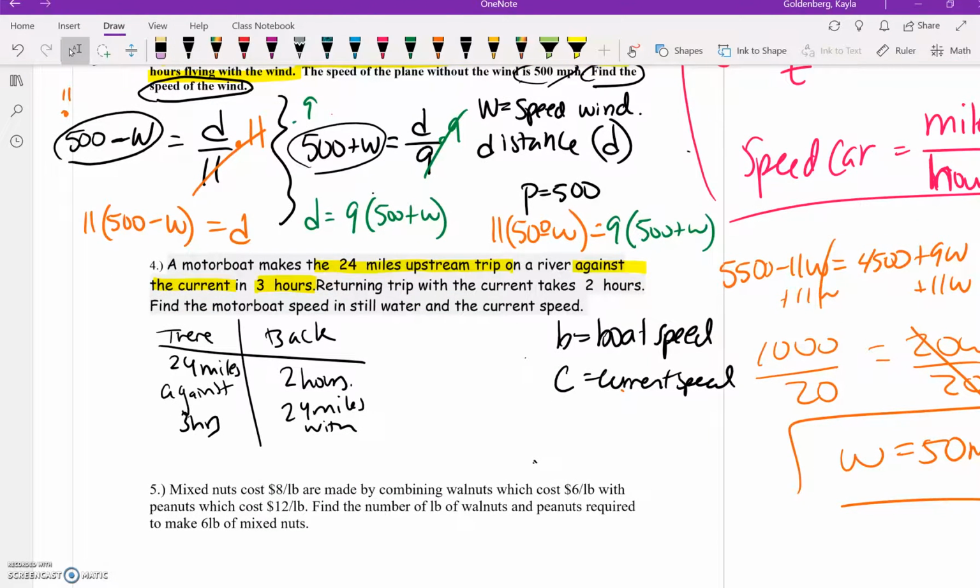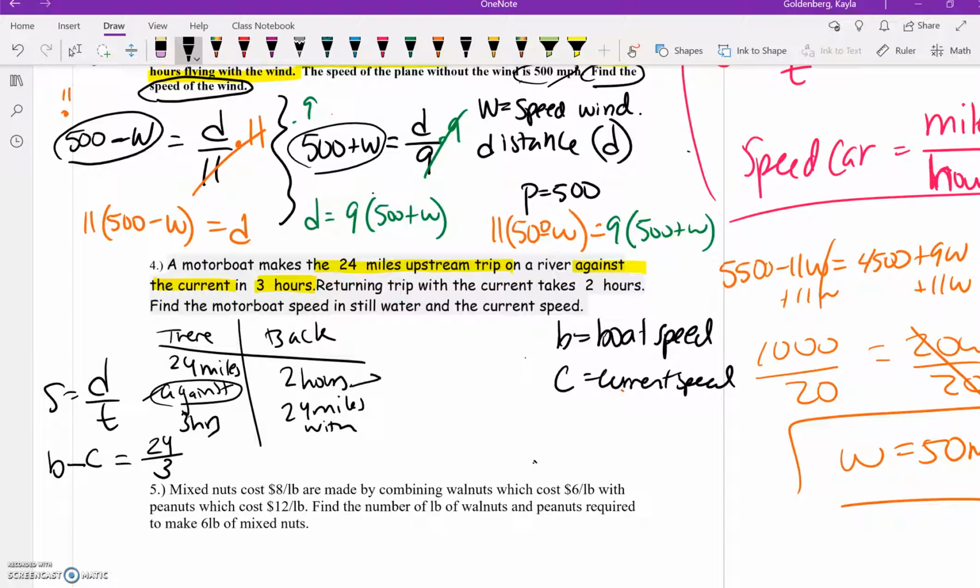So if I think about my speed equals distance over time, right? Speed equals distance over time. I want to try and do a trip there and a trip back equation. So my trip there, speed equals distance over time. The speed is going to be going against the current. So my speed of my boat, take away my current, will be my overall speed. My distance is going to be 24 miles. And my time is going to be 3 hours.